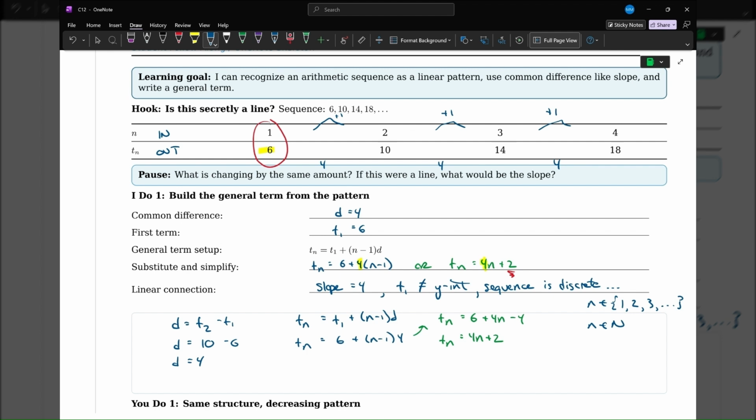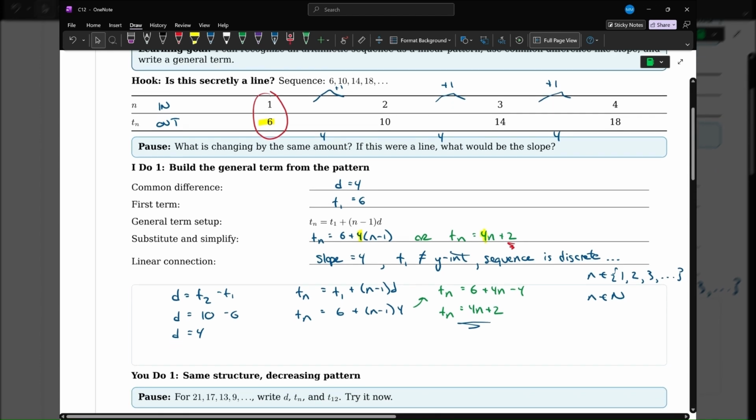But with that said, it is a linear pattern. We see a slope. We're going to go up by a constant amount. We have a lot of linear things in here, especially if we do this final simplification to make it look straight up like a y equals mx plus b.